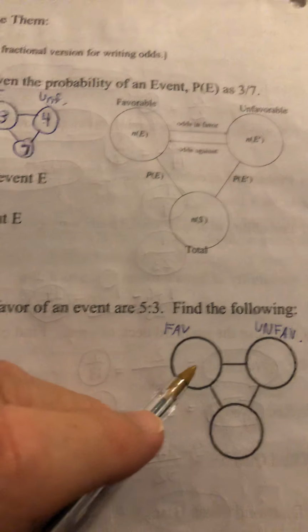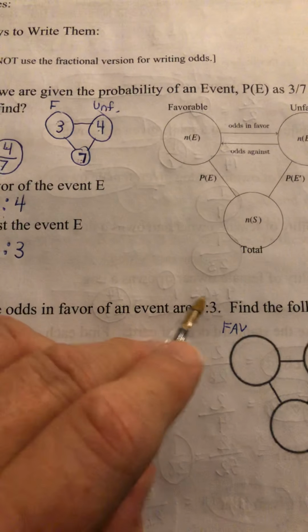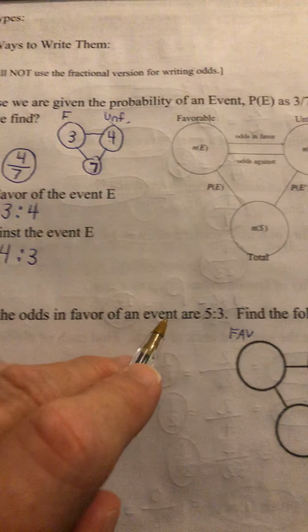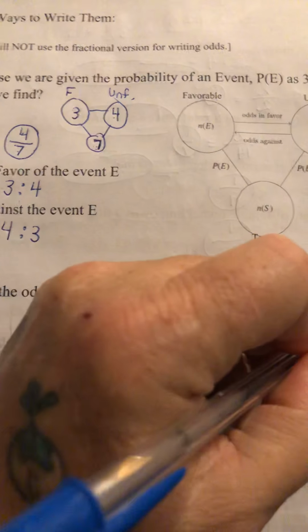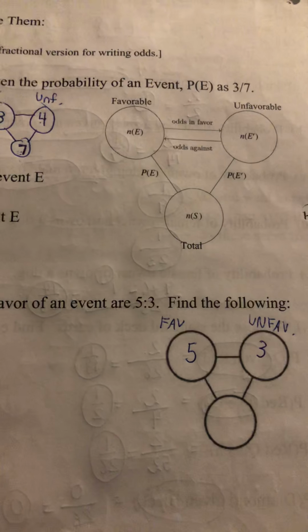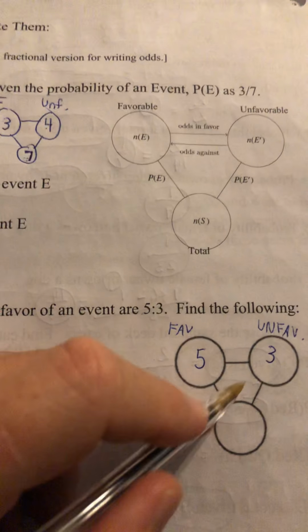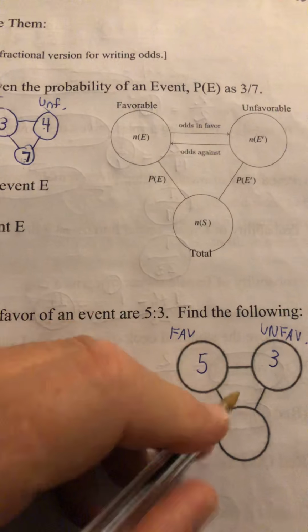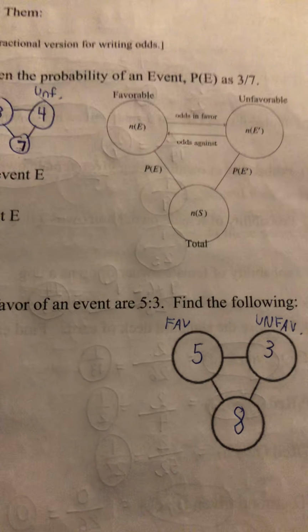unfavorable goes in the top right circle. These two numbers right now have nothing to do yet with what goes down here. To place them properly, odds in favor of an event, 5 is favorable and 3 would be unfavorable. Now these two numbers can be used to figure out what goes down here in the sample space, and you would add them together. So in your sample space, you would have a total of 8.